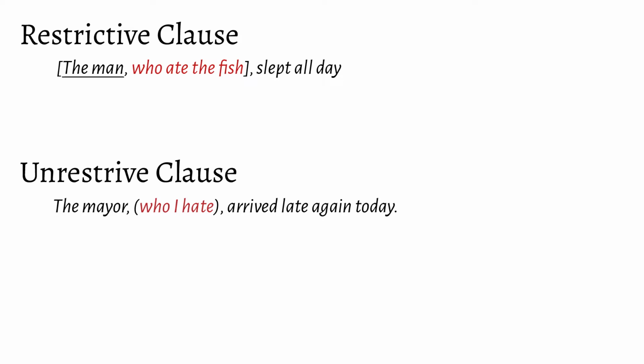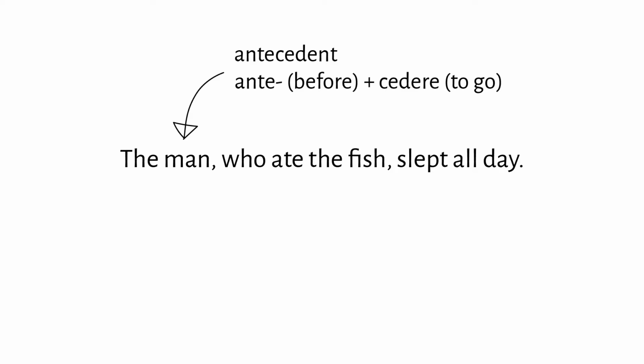So we now know what a relative clause is, but how do they work in English? Let's take a look at the first example. The man who ate the fish slept all day. Breaking this down, first is the noun being described. This noun, the man, is what is known as the antecedent, or the referent noun. Antecedent coming from the Latin ante, before, and sedere, to go, as the antecedent almost always precedes the relative clause within English. Next is the relative clause itself.